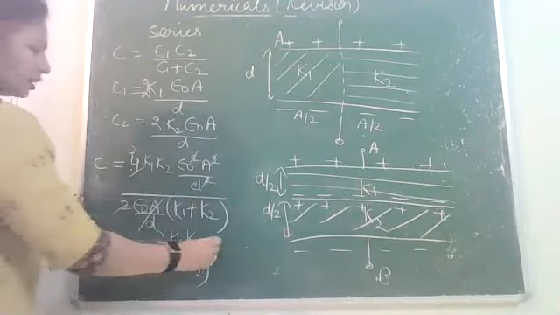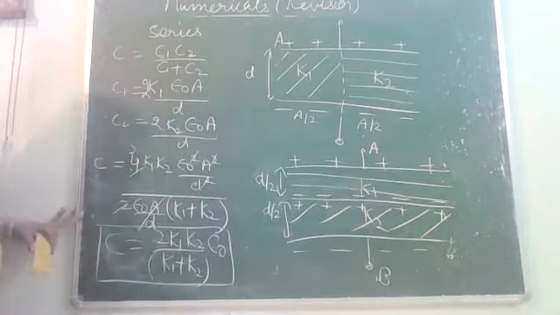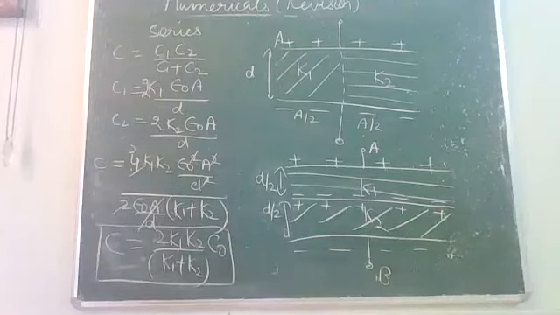Epsilon naught A by D, if you write it as C naught, so this is your capacitance. Ask if there is any doubt. So this is how we can solve series.